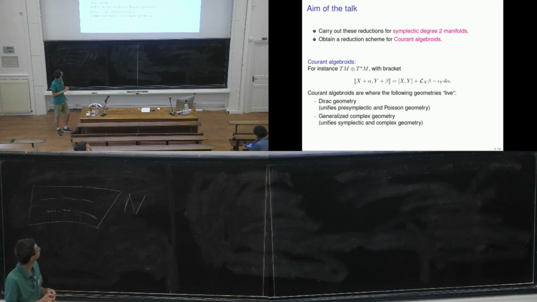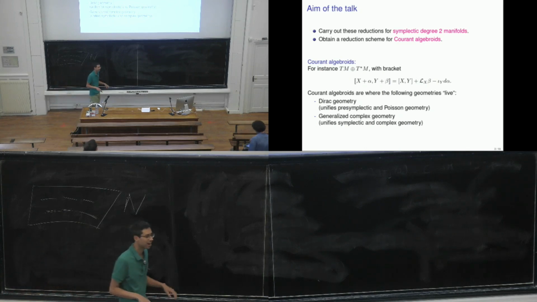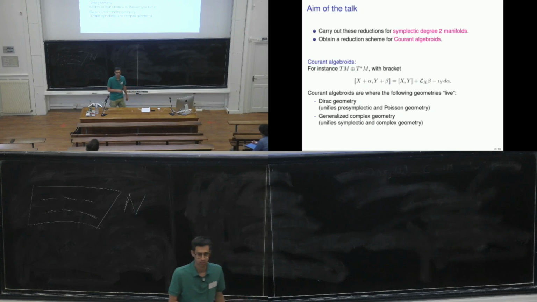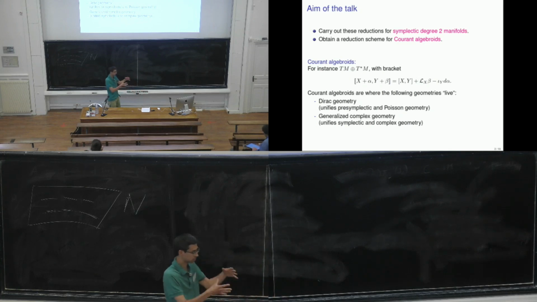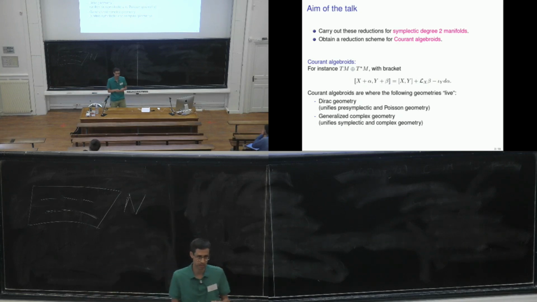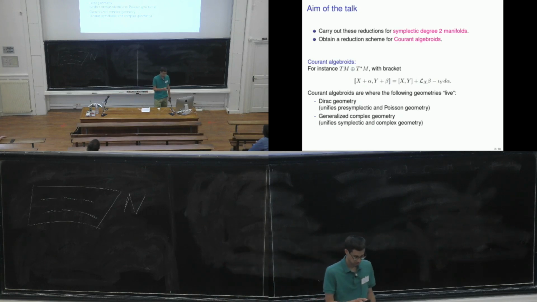And so Courant algebroids are important also because they are the place where several kinds of geometries live, sometimes called generalized geometries. For instance, Dirac geometry. So Dirac structures are sub-objects in a certain sense of Courant algebroids. And Hitchin's generalized complex structures can also be viewed as some kind of objects that live on a Courant algebroid. Okay, so that's where I want to go.